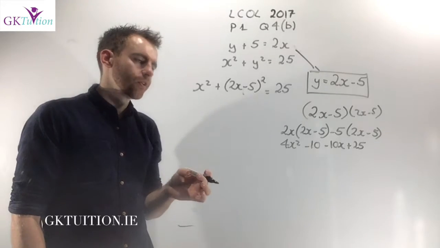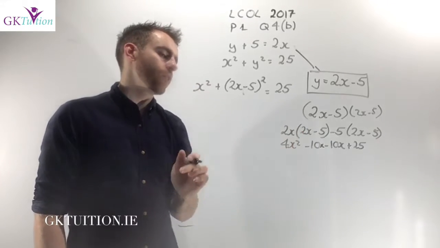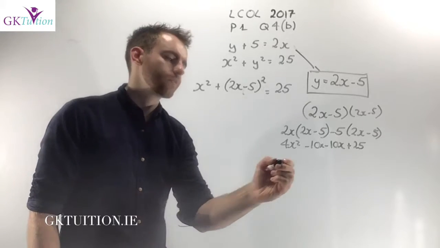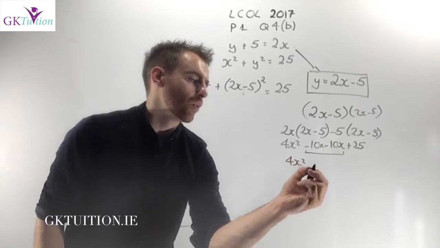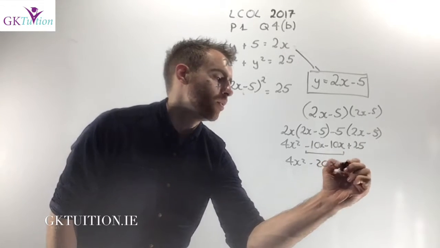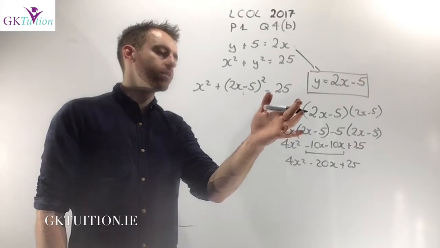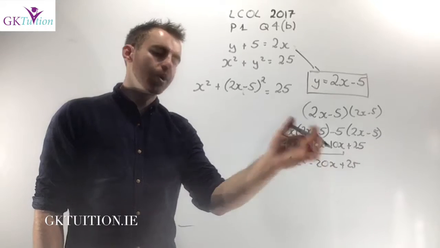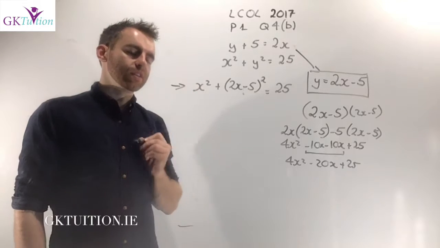I can simplify this further by just grouping my like terms. That's 2x by 2x is 4x squared. 2x by minus 5 is minus 10x. Now I can simplify this further by grouping my two middle terms. So this just becomes 4x squared, minus 10x minus 10x is minus 20x, and then I've got a plus 25. So in other words, 2x minus 5 by 2x minus 5 simplifies down to 4x squared minus 20x plus 25. With that in mind, we can revisit this equation.